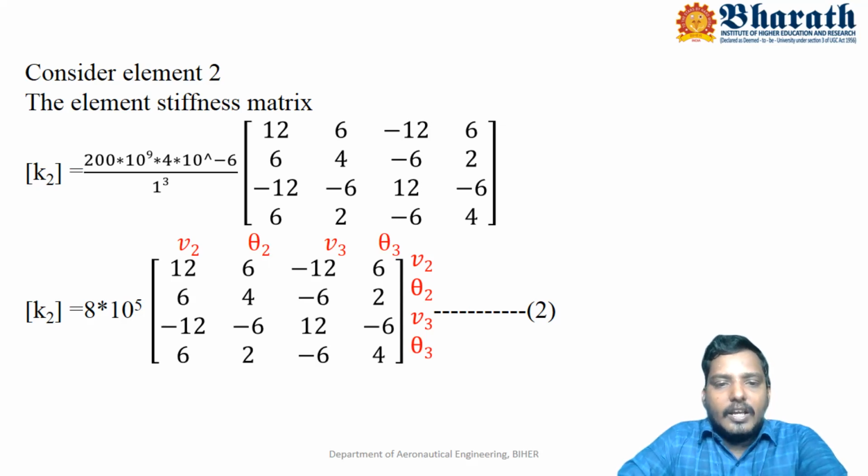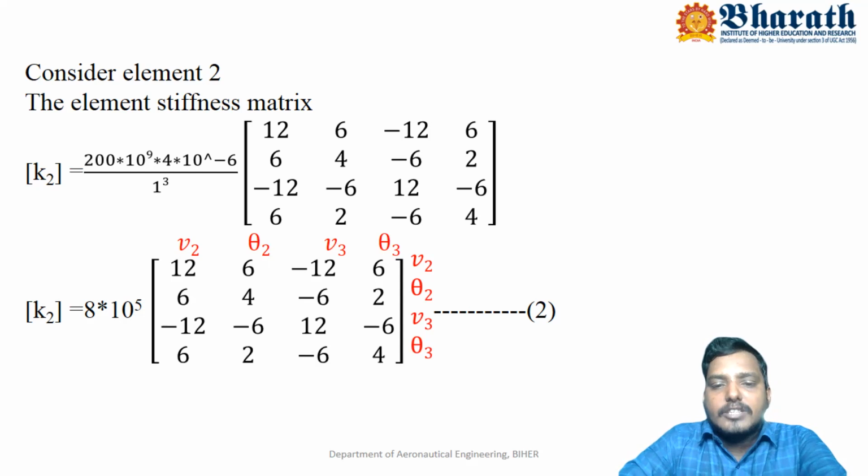You see that element 2 consists of node 2 and 3. Therefore, node 2 has 2 unknowns, that is a lateral displacement as well as rotation. Similarly, node 3 has two unknowns, the lateral displacement as well as rotation, that is V3 theta 3. Then at the top I reference V2 theta 2, V3 theta 3.